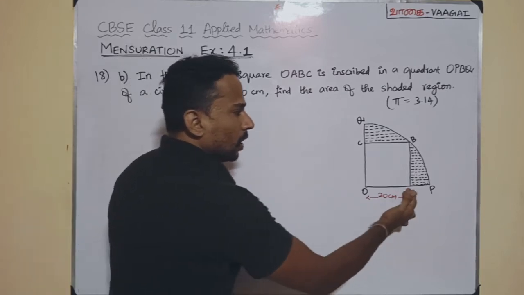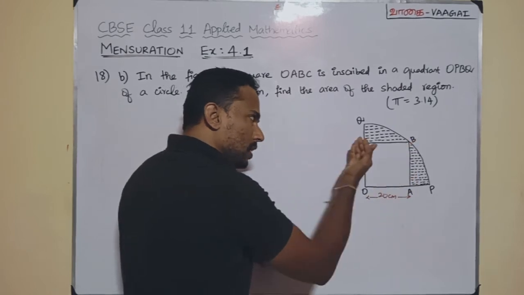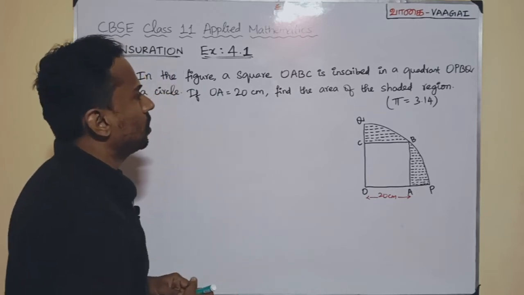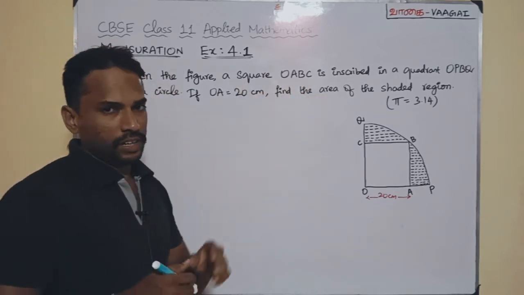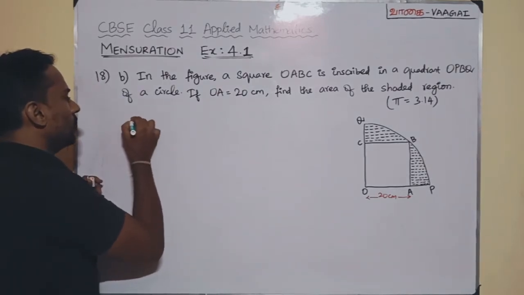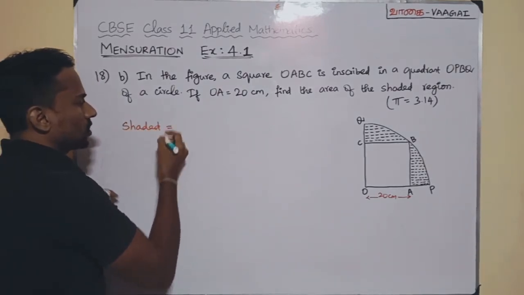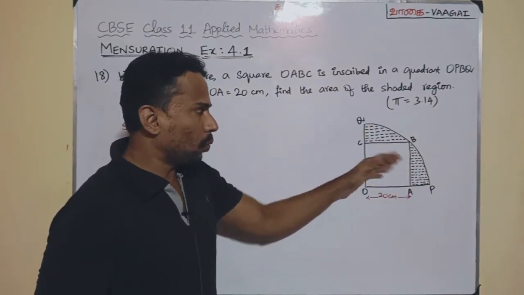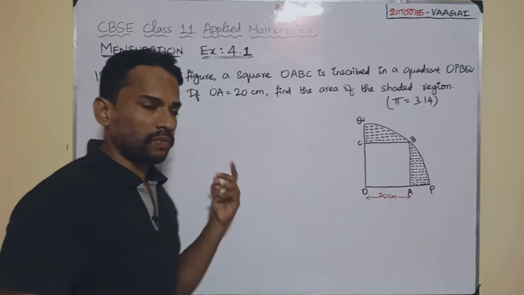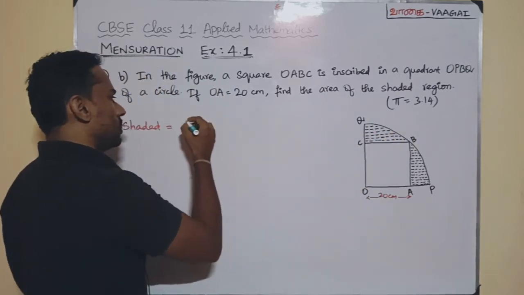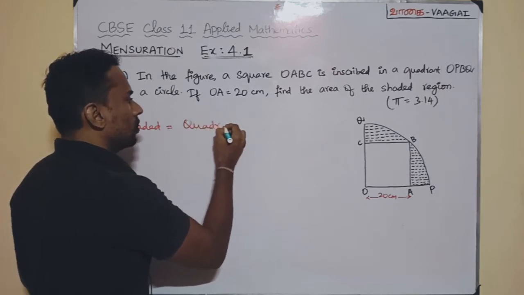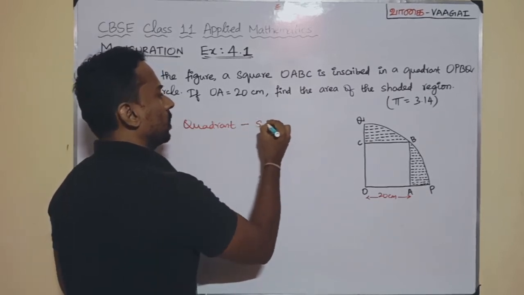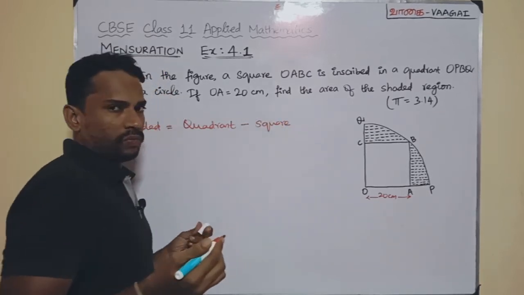That means AB is also 20, BC is also 20, and OC is also going to be 20. All four sides of the square are equal. Now the question is to find the area of the shaded region. Looking at this structure, you can easily observe that the shaded region is inside the quadrant but outside the square. So we can take the quadrant's area and from that subtract the area of the square. That's all.